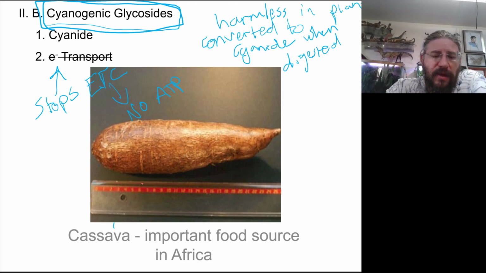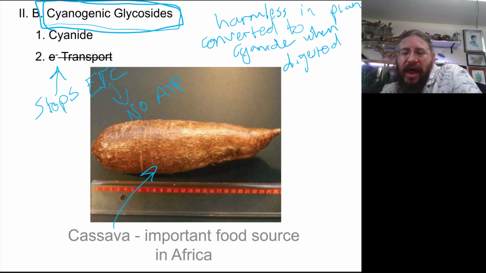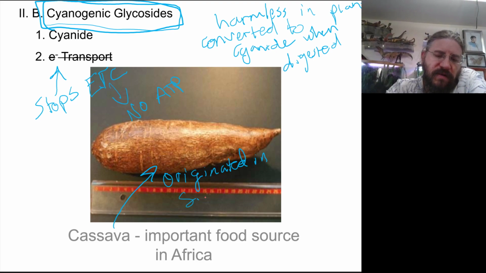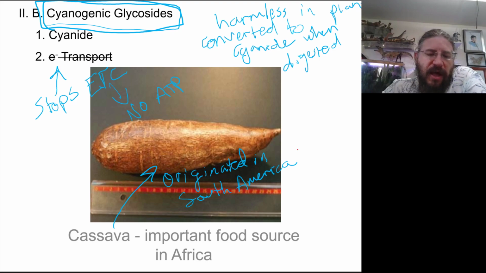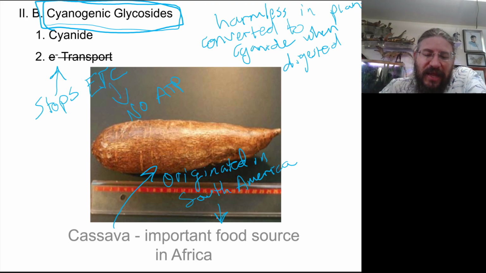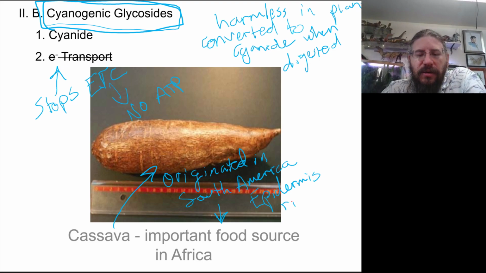So the cassava. The cassava is a modified root, and it originates in South America, if I'm remembering my facts correctly. And it has become an important food source in Africa. And the outside, the epidermis of the cassava, is rich in cyanogenic glycosides.